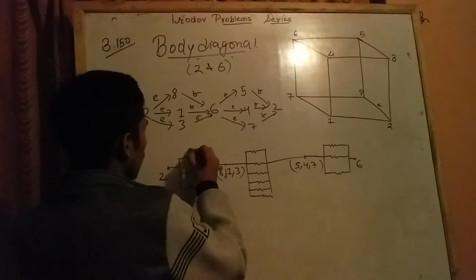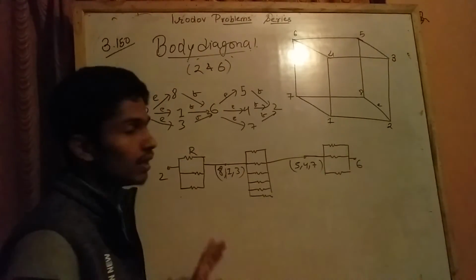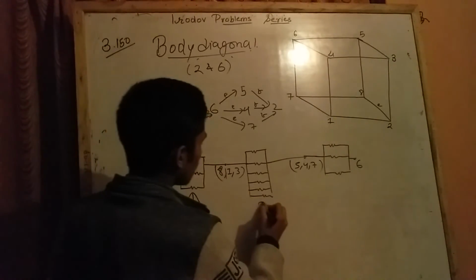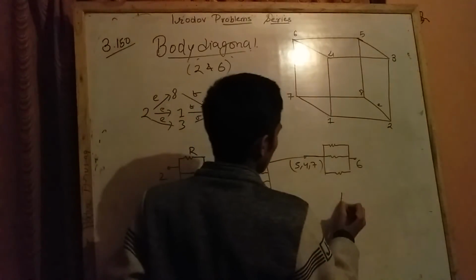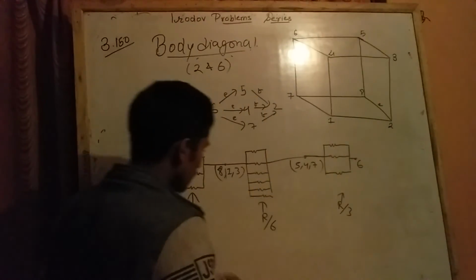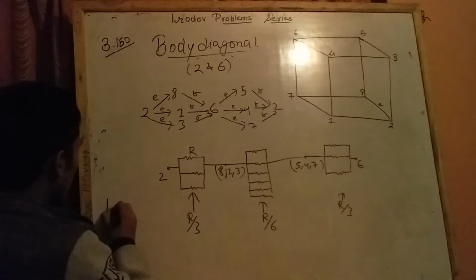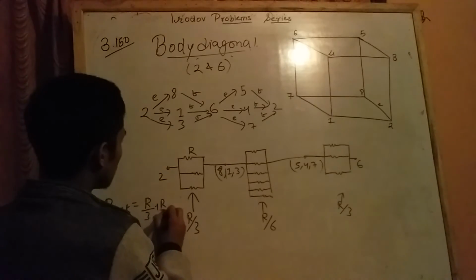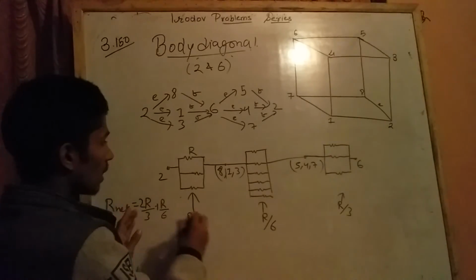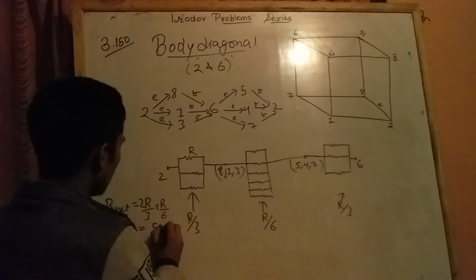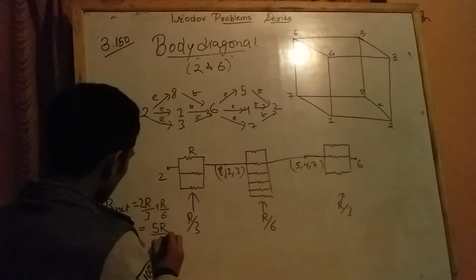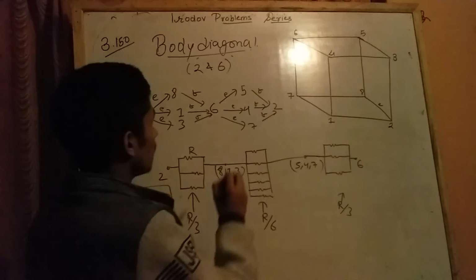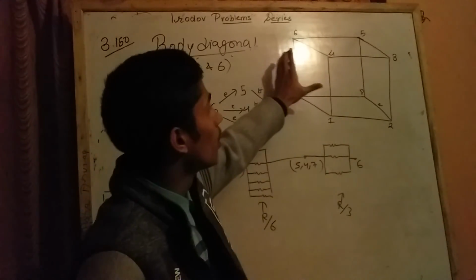So since all the resistances are of value R, this system will be R by 3, this system will be R by 6, and this system will be R by 3 again. Since these all are in series, R net can be written as R by 3 plus R by 6 plus R by 3, 2R by 3 plus R by 6, and it comes out to be 5R divided by 6. Okay, so this is the resistance for a resistance cube along a body diagonal.